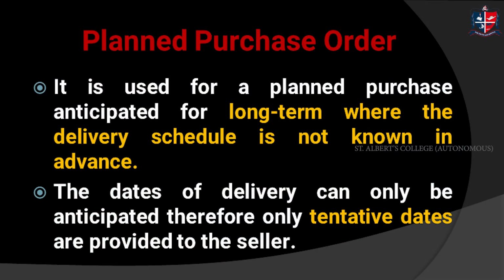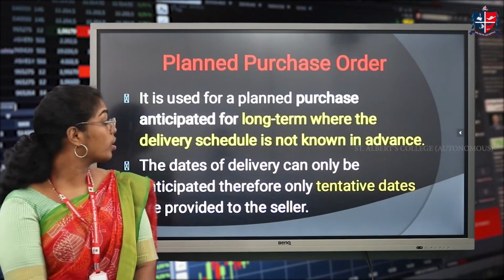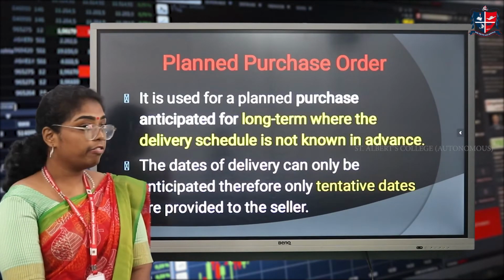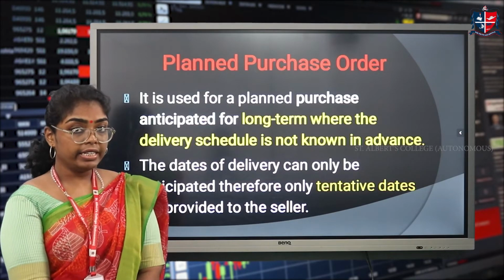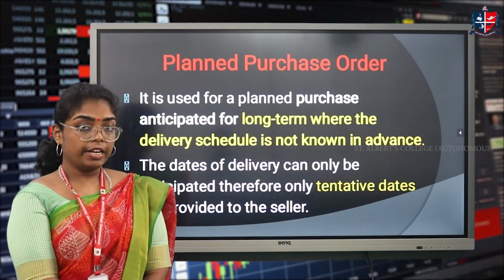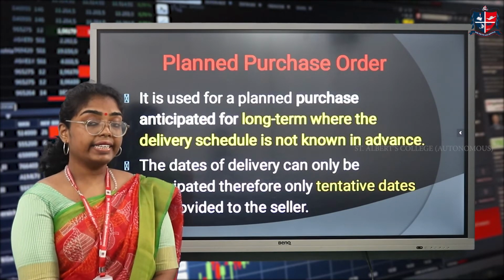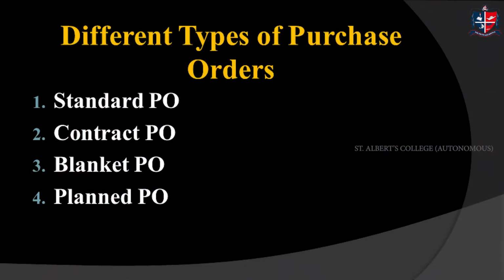The fourth one is planned purchase order. Here, long-term transactions happen. It is for something which is long-term, where the delivery schedule is not known in advance. When the goods will be delivered to the buyer, that idea won't be there. Only a tentative date will be provided. That is referred to as a planned purchase order.